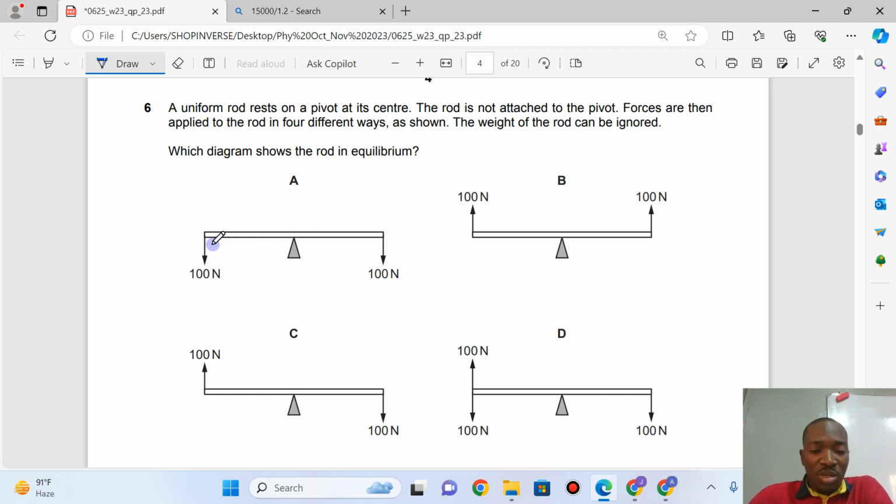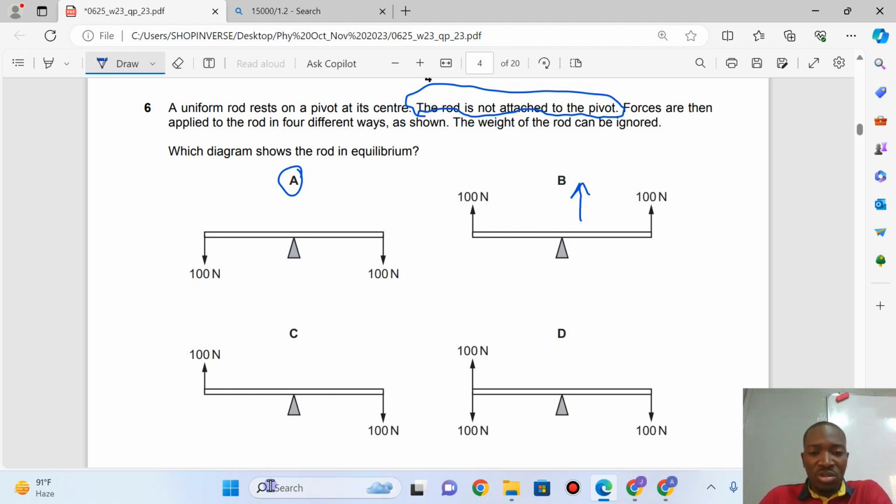Let's see, anti-clockwise moment, these distances look equal, these forces are equal, okay? And these forces will be balanced by the reaction here. So that means this object is in equilibrium here. The next one, these two forces tend to move the object upward and are not balanced by any other force. Take note that the rod is not attached to the pivot. That means in this case, the rod just keeps moving upward because there's nothing balancing it. But in this case, the rod cannot continue to move downward because the pivot balances it.